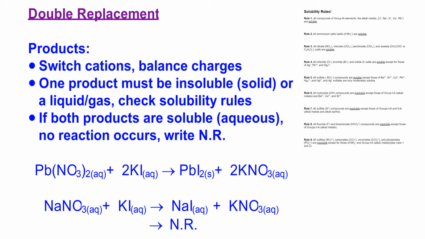So a little bit of a recap of what we just talked about. When we're thinking about the products of a double replacement reaction, you're going to switch the cations and balance the charges. What this means by balance the charges is that you are now writing the new formulas for the compounds produced by the reaction.